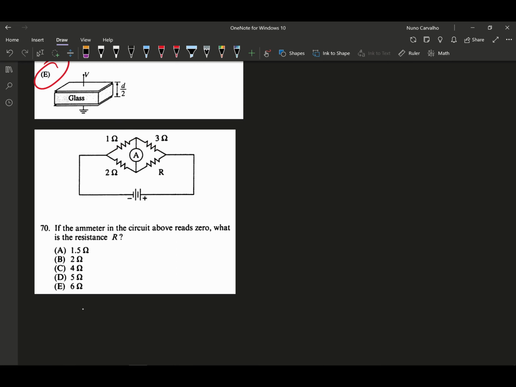That means the voltage across this point will be the same as the voltage across this point. So we can just use I times 1 ohm, using V equals IR. That's going to be equal to the second current times 2, which is to say that I1 is equal to 2 times I2. Let me rewrite this to make it simpler. Let's just call this 2I, and this is just I.